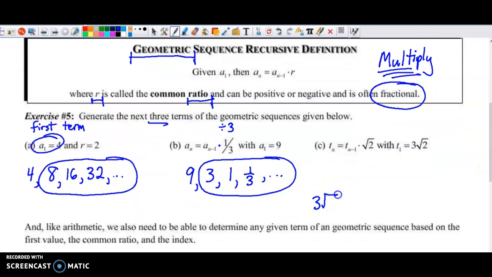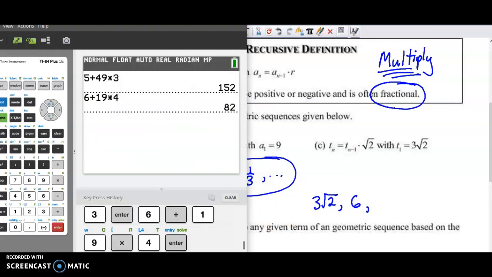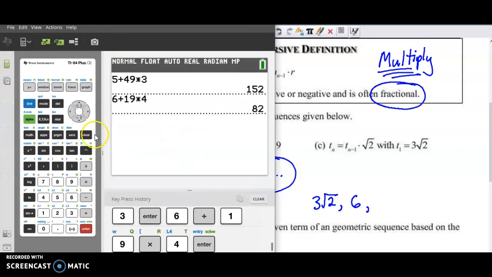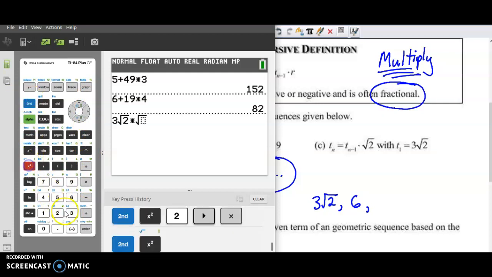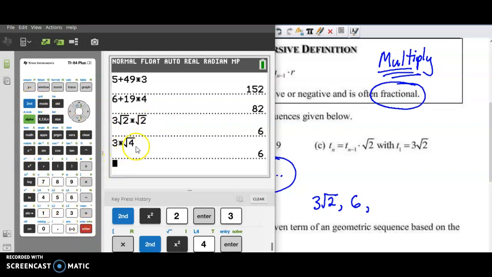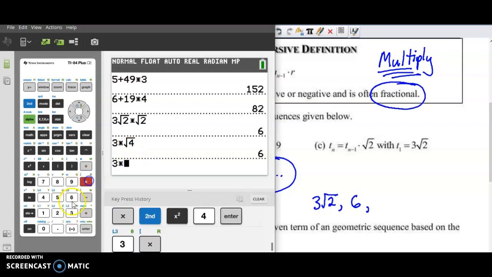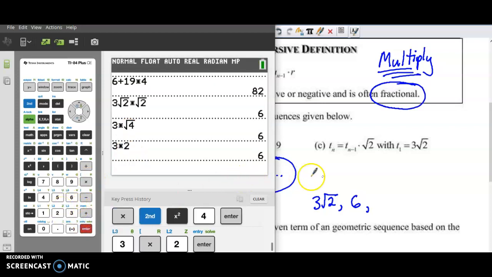So your first term is 3√2. I'm leaving some space because the second term is 6. And I'll just show you with a calculator, because you are allowed to use a calculator, that 3√2, when you multiply by √2, does in fact give you 6. And the reason why that works is you can multiply the radicals together. √2 times √2 is √4. And think about how I know the square root of 4 is 2. And that's how you get that number.